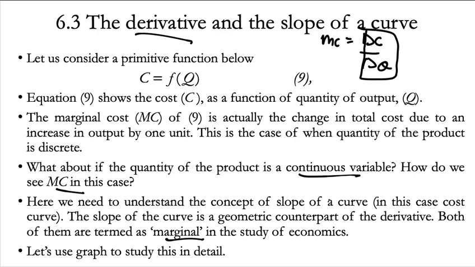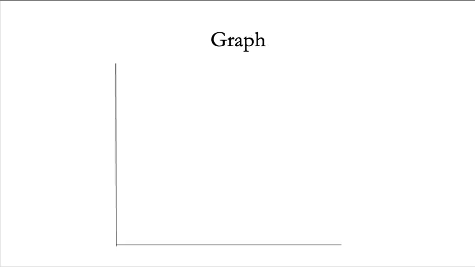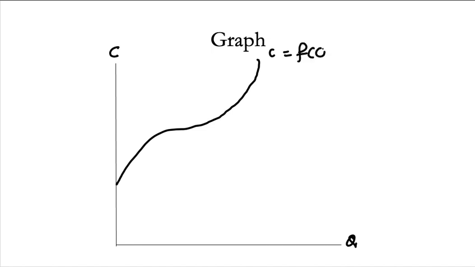So let's say we have this kind of graph. This is the frame of graph that we want to use. So the cost is here and quantity is here. Okay, so let's say the cost function looks like this. So here is a curvy cost. It's not a straight line cost. Okay, and so we want to use this cost function to analyze the concept of slope and its relation to derivative. Yeah, so cost function here is a function of Q.